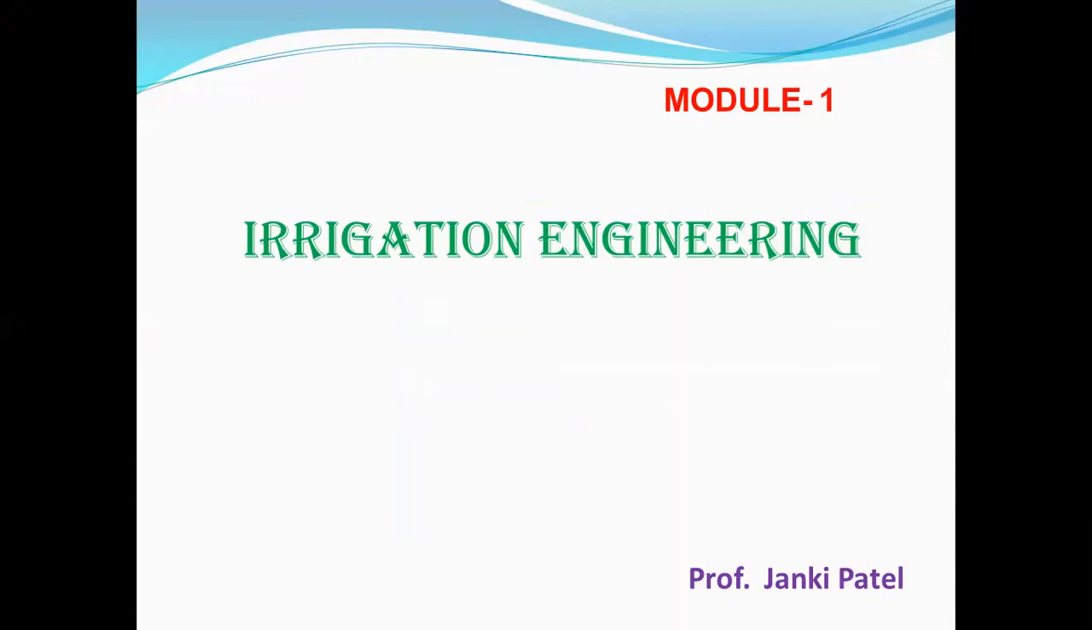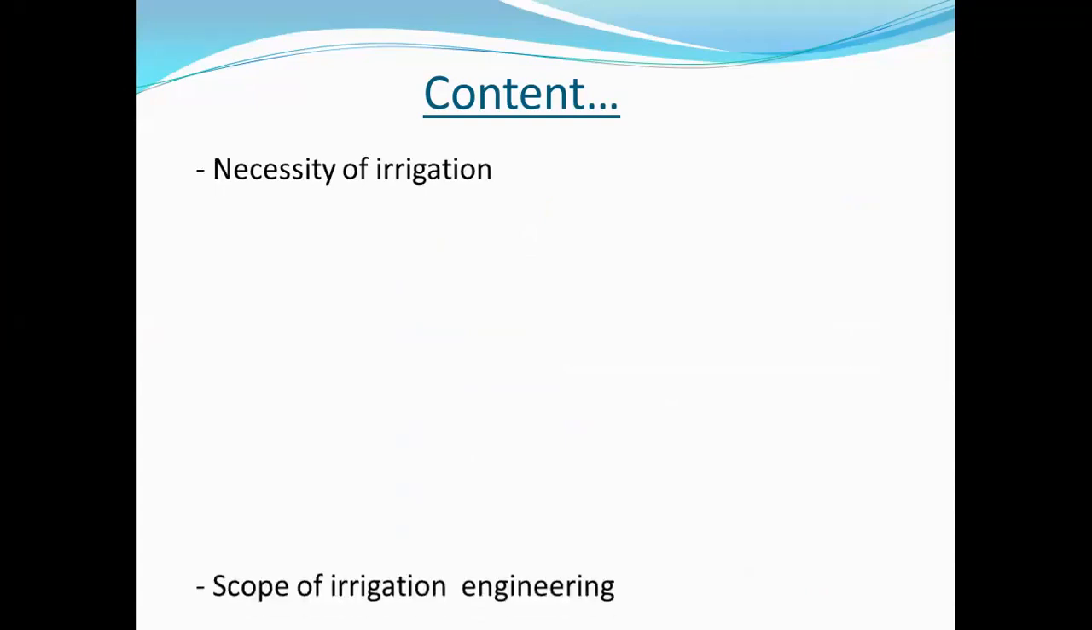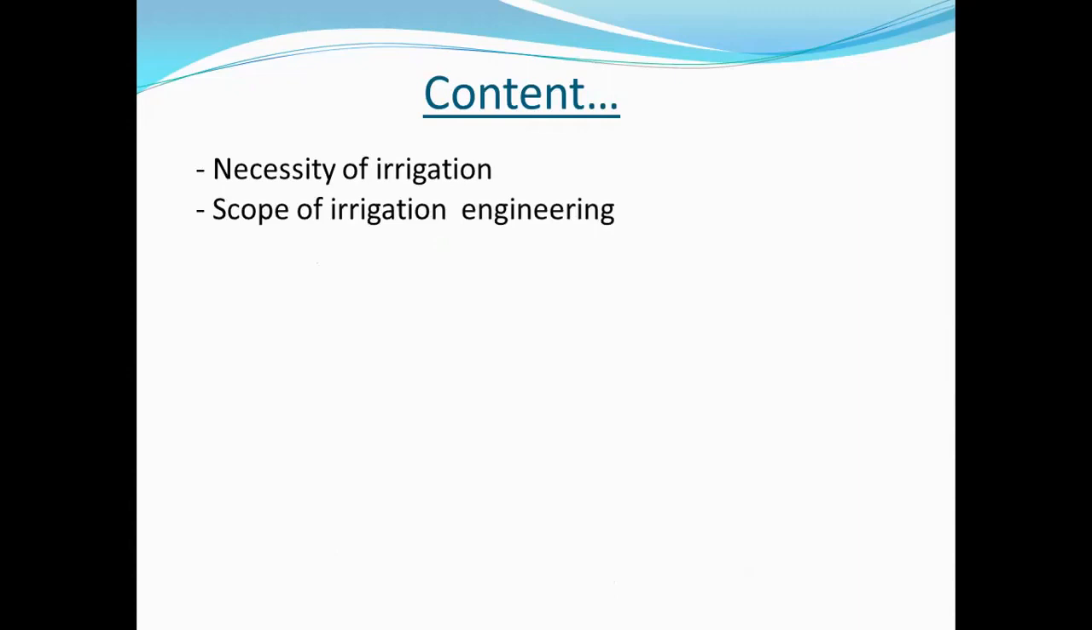We learn this irrigation engineering subject, and we start with the first chapter, introduction, in module one, right? What are the contents of this introduction chapter? The first is what are the main basic necessities of irrigation. Next one is the scope of irrigation. What are the scopes of irrigation engineering?